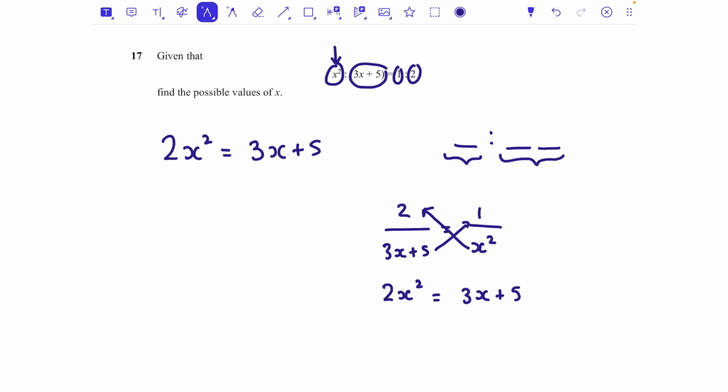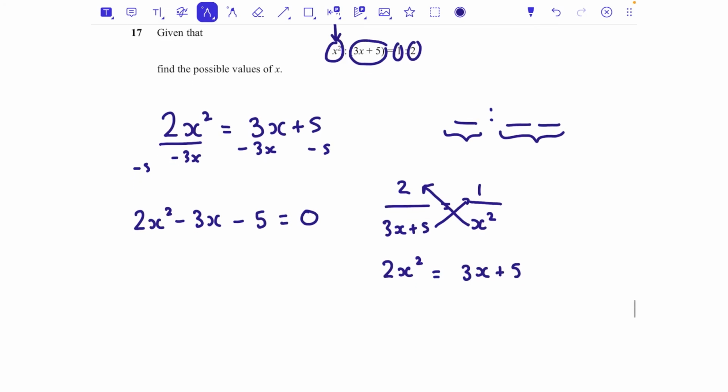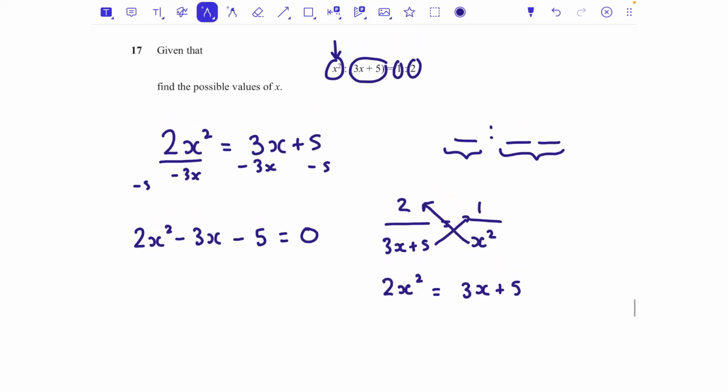I'm going to try and keep this term positive. So I'm going to take 3x away from both sides, and I'm going to take 5 away from both sides. That leaves me with 2x squared minus 3x minus 5 equals 0. Now we're on a non-calculator paper, so I'm assuming that we're going to be able to factorise this. Let's have a go. If not, it would have to say give your answers in surd form or something like that. So I'm hoping it's going to factorise.